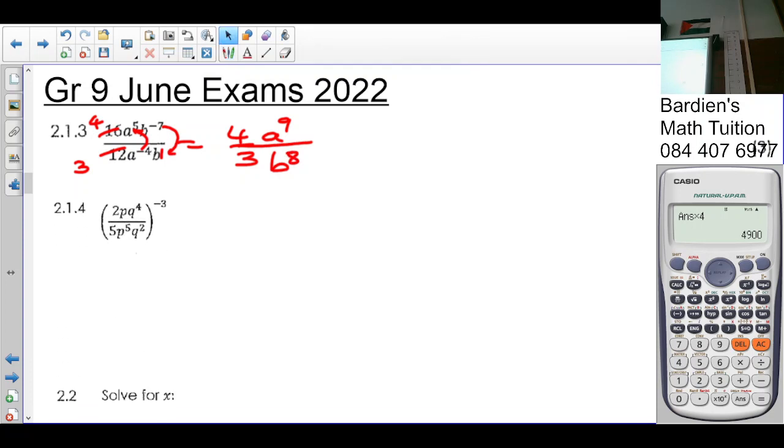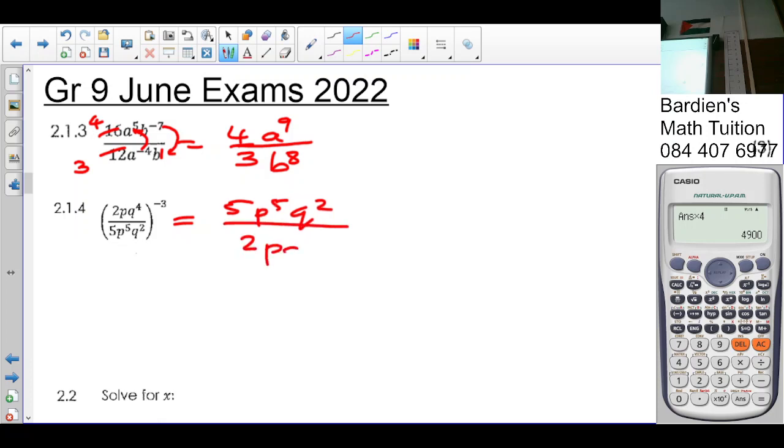The next one, 2.1.4. Because of that negative exponent, I'm going to swap the fraction around, but with no changing of any exponents. So it's going to give us (5p^5q^2 over 2pq^4) raised to the exponent. So I've just taken care of that negative sign.